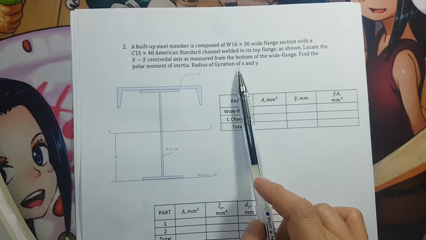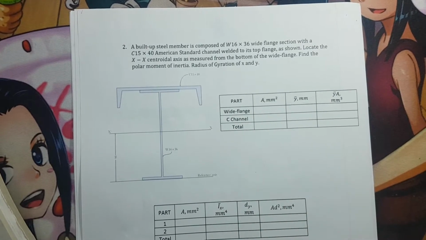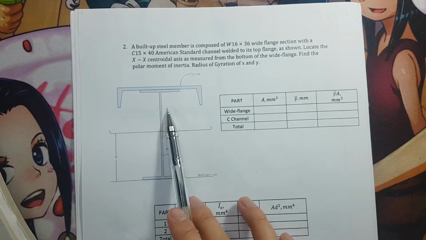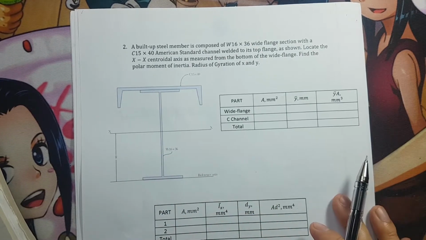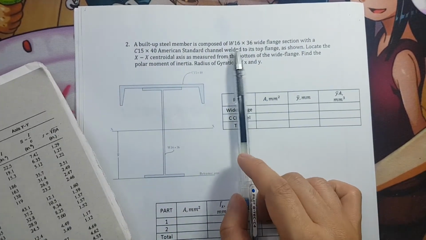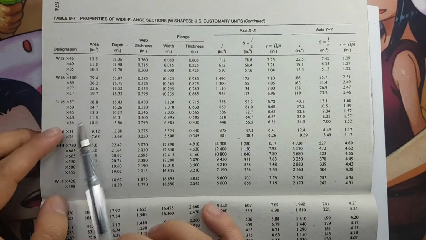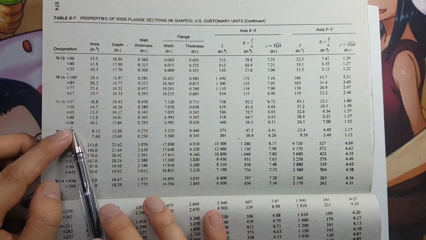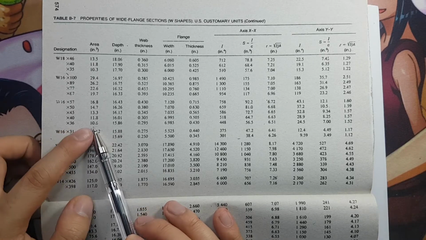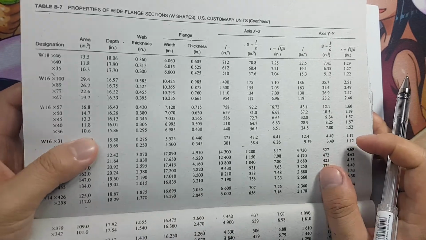Okay, so let's start first by determining our y bar. So we need to determine the location of our centroidal x axis. Let's start with our wide flange. Our wide flange here is W16 by 36, and the area is 10.6.